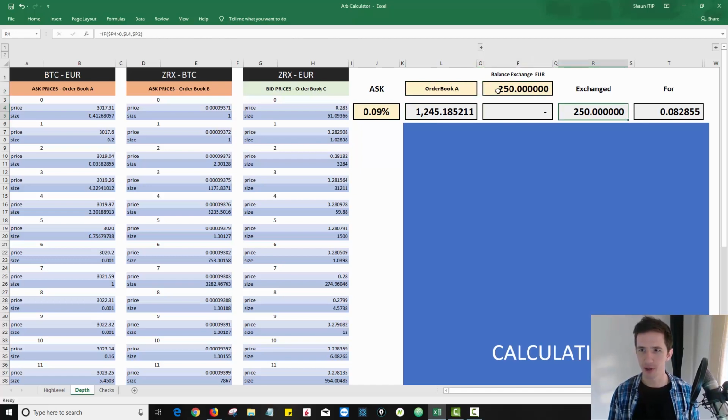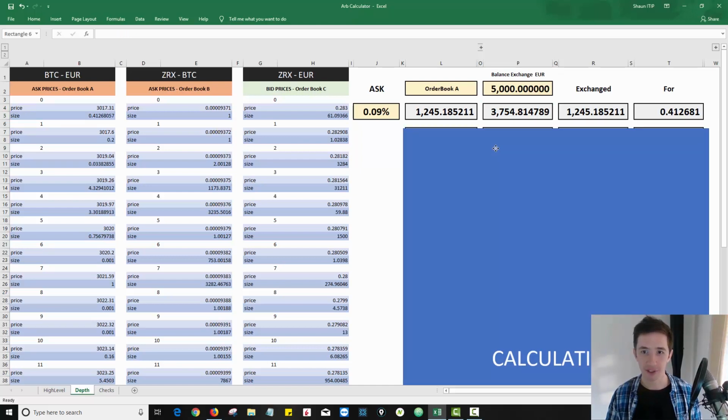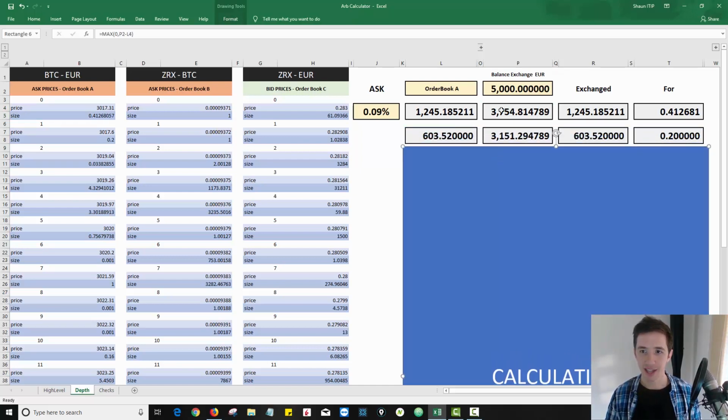I've only got 250. So the full 250 would have got eaten up. Now let's say I have 5,000 euros. Well, the reality is the most I could have exchanged is only 1,245 euros. But now if I look over here, my balance that is left, because I've traded 1,245 euros, is 3,754 euros. So if I skip down a little bit, you can see that it now jumps to the next part of the order book.